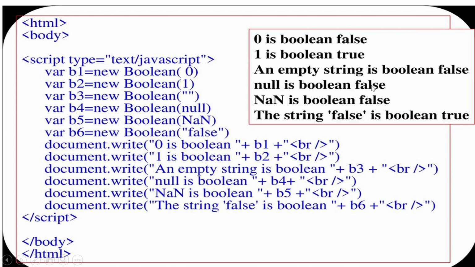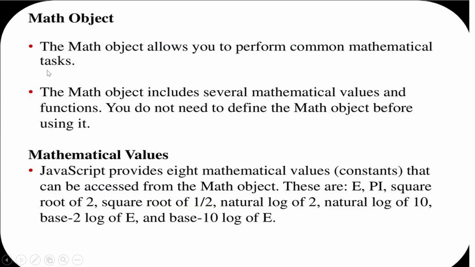So, to get all these as output, we have used document.write and some syntax here. So 0 as Boolean will return false, like that. We have given object names here. What are all the objects? b1, b2, b3, all these are objects. Then script tag close, body tag close, and HTML tag close. And now we will see the math object. The math object allows you to perform common mathematical tasks.